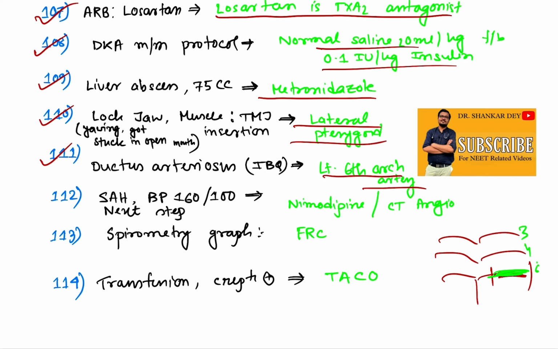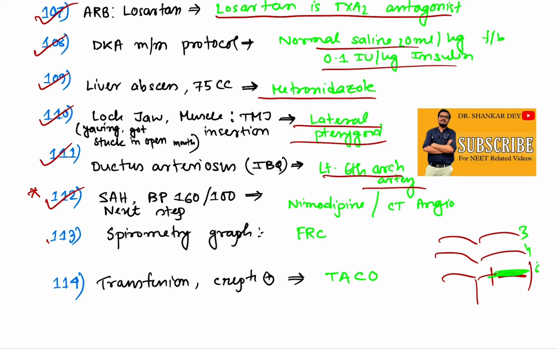Next, coming to question number 112, subarachnoid hemorrhage patient, BP 160 by 100, I think near about so. So next step, is it nimodipine or CT angio? It depends on the patient's clinical profile. What was the BP? This is also controversial. It's up to you. If the BP is very high, the patient needs to be stabilized first with medicine, otherwise you can go for imaging to look for the aneurysm.